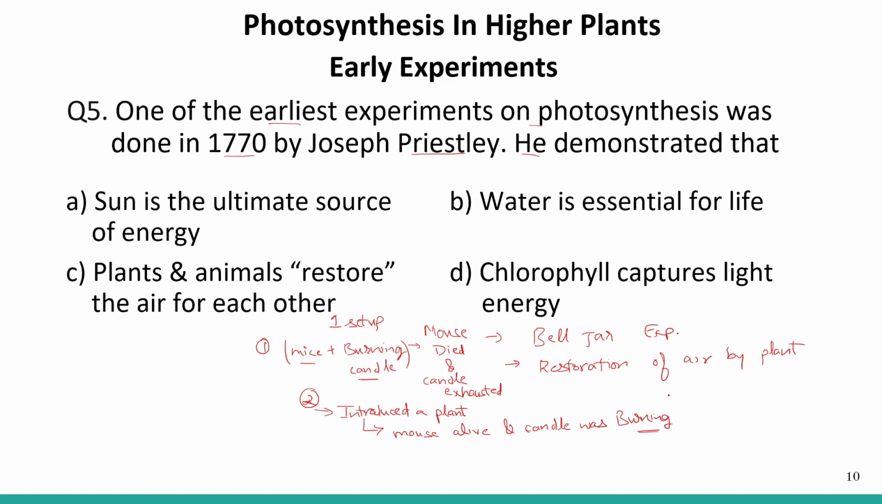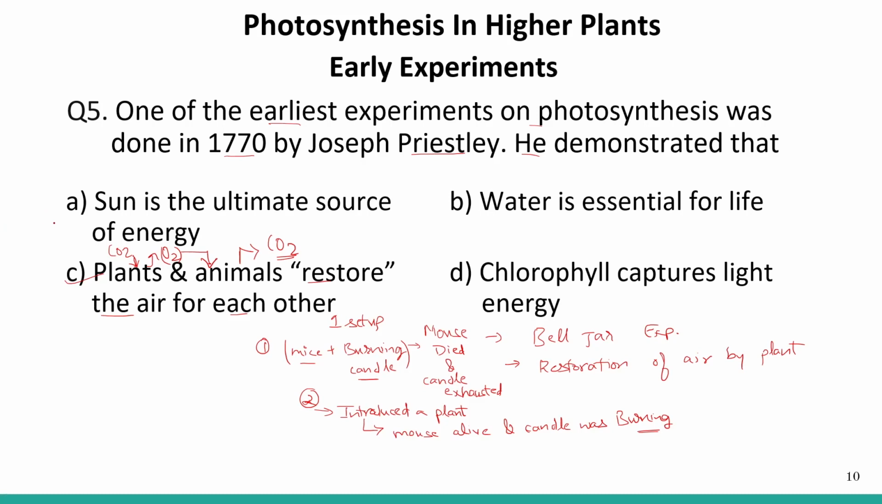So from this experiment, he said that the plants and animals restore the air for each other. What will animals release? They will release carbon dioxide due to respiration. This carbon dioxide is utilized by the plants. And what will plants release? They will take in carbon dioxide and release oxygen, and this oxygen is used by the animals.